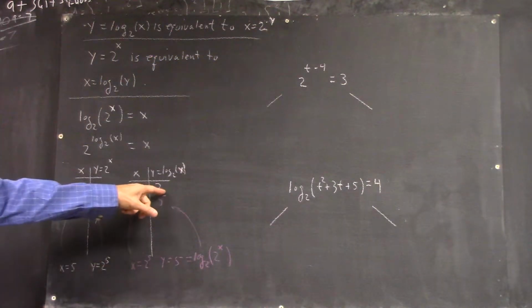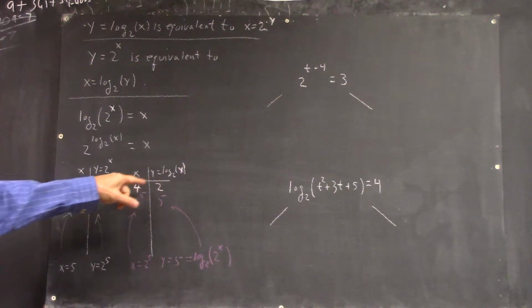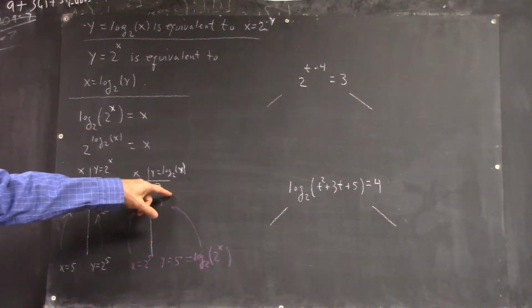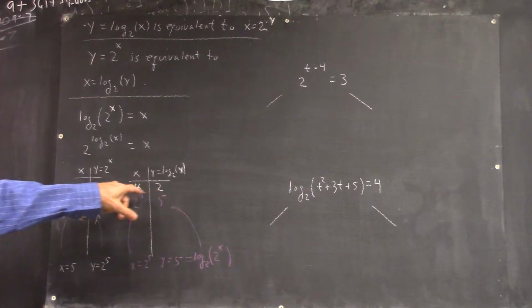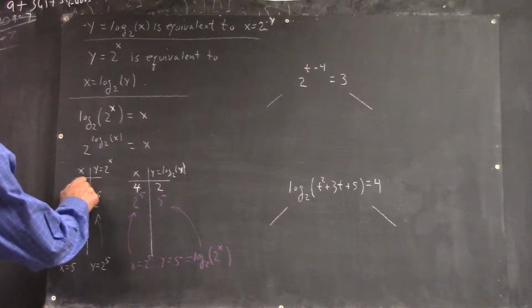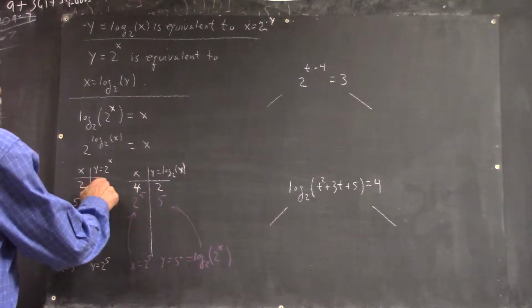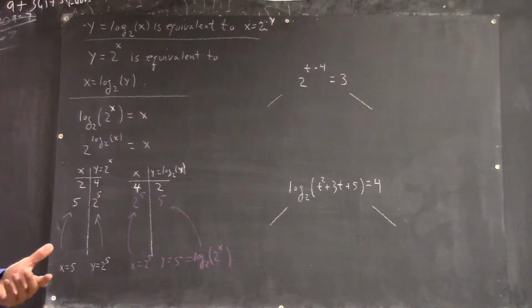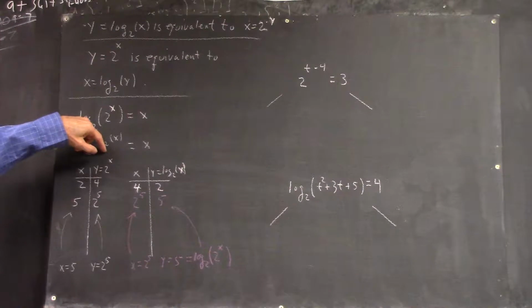So if here's your y and here's your x for the log base 2 function, well, where's the 2 going to go and where's the 4 going to go? 2 is going to go for the x and the 4 is going to be your y, right? So switching the roles of x and y, that gives you the 2 to the x function.